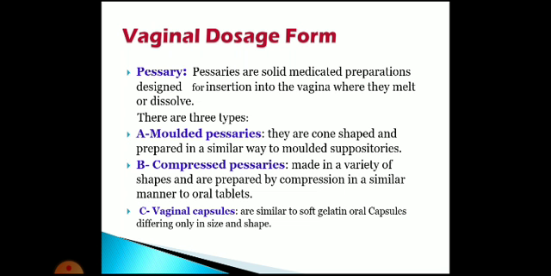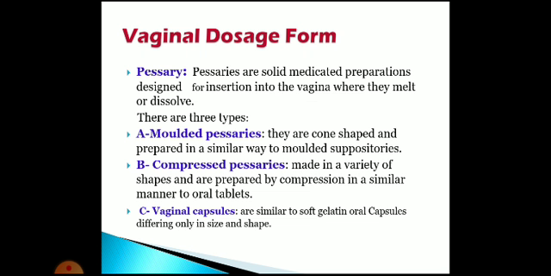Vaginal dosage form, the type is called pessary. The pessaries are solid medicated preparations used for insertion into the vagina, where they may melt and dissolve. Pessaries usually have three types. First one is called molded pessary. Molded pessaries are cone-shaped, prepared in a similar way as the molded suppository.